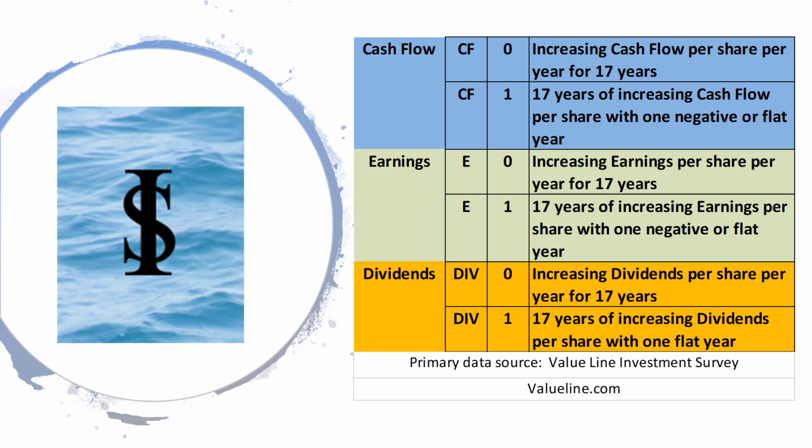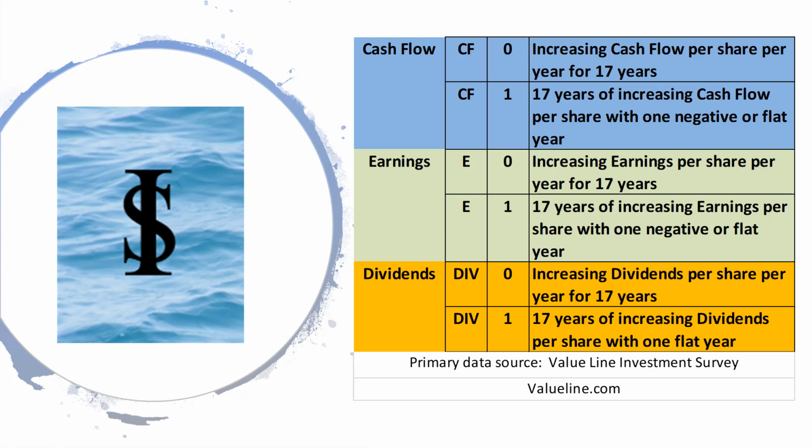Before we dive into our analysis, I want to remind everybody of the criteria that we use. If you're not familiar with this criteria, I explain it in detail in the introductory video. We look at three things: cash flow, earnings, and dividends. A cash flow 0 is increasing cash flow per share for 17 years. Cash flow 1 is 17 years of increasing cash flow per share with one negative or flat year.